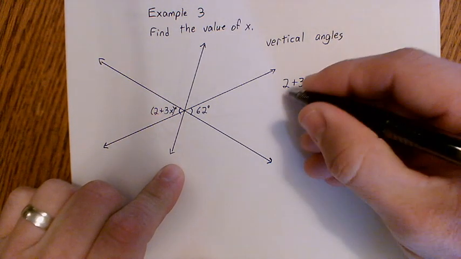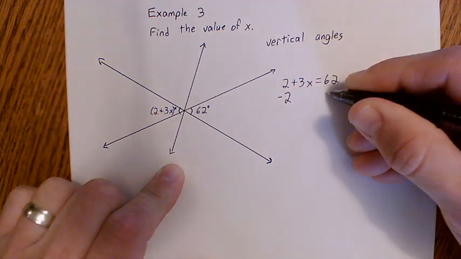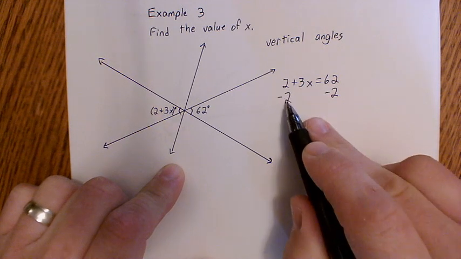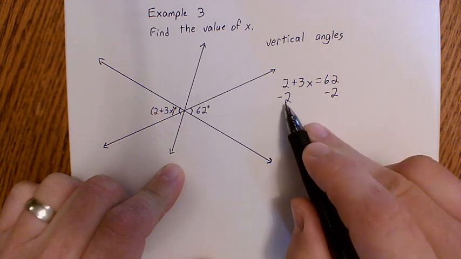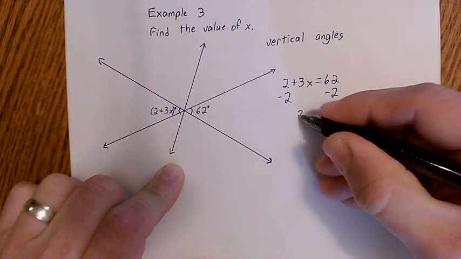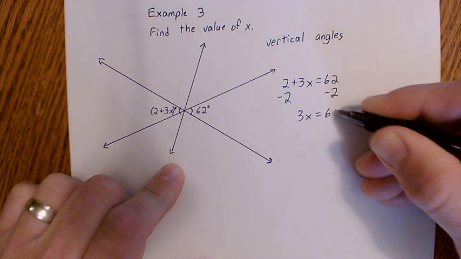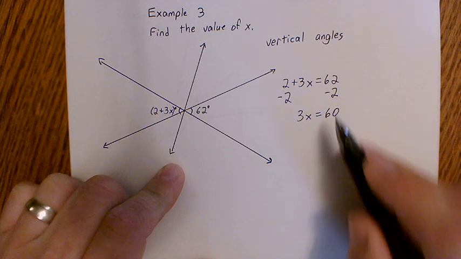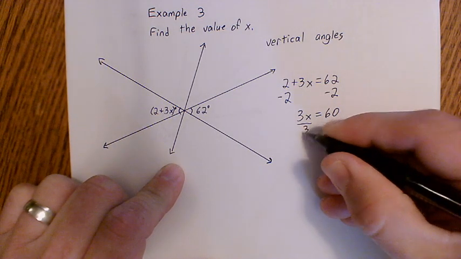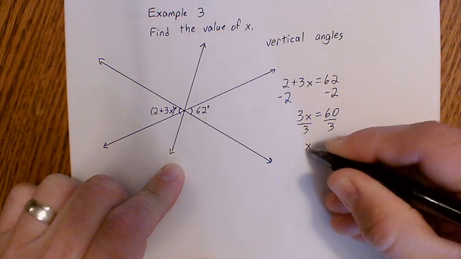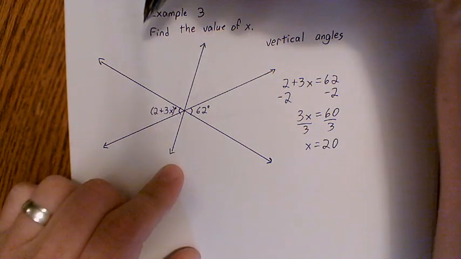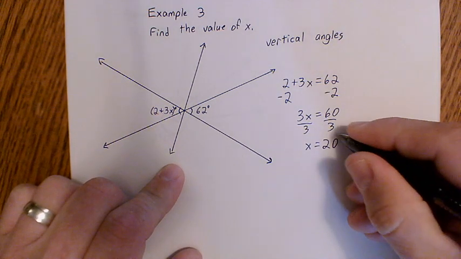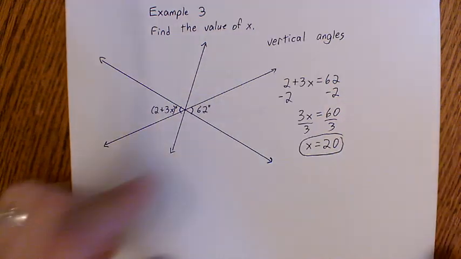Now what I can do is actually just solve this equation. I do have to subtract 2 at the beginning. A little awkward that it was written first, but this is the step you follow. Positive 2 gets canceled by minusing 2. So 3x will equal 60 now, 62 minus 2. And I can divide by the 3 on both sides to get x equal to 20. Now, let's make sure this is what we're supposed to do. Find the value of x. That is my final answer.